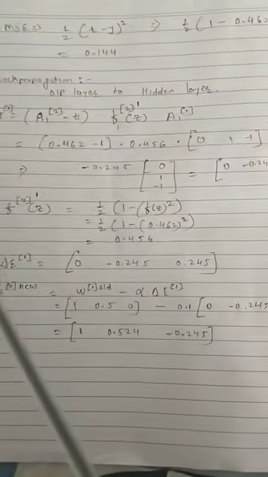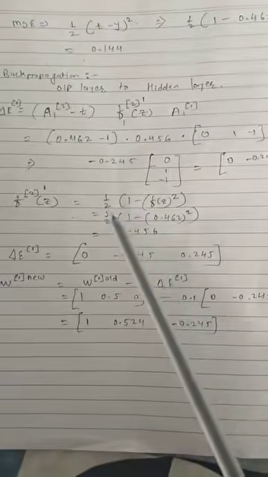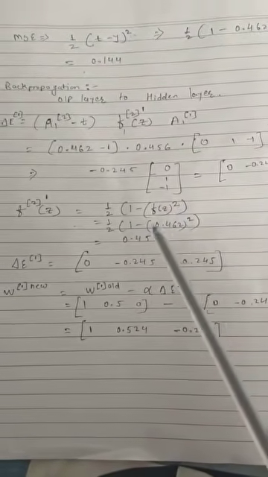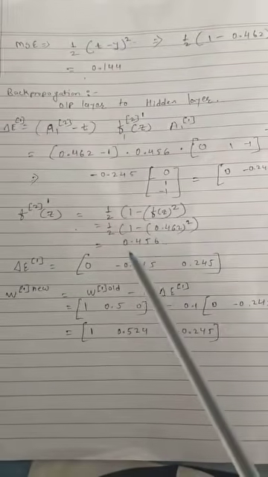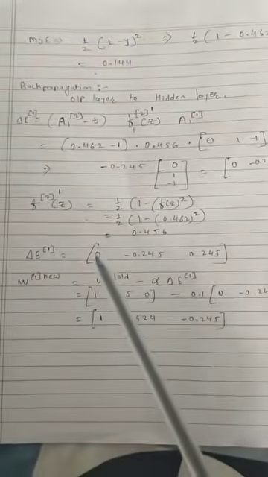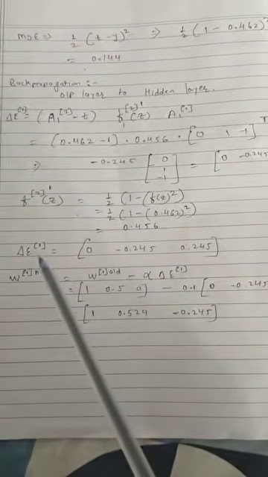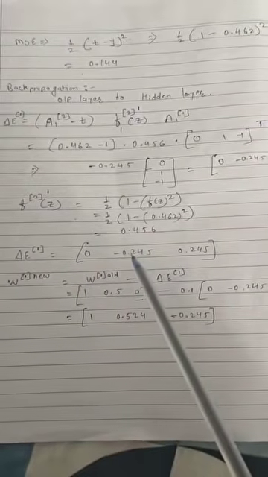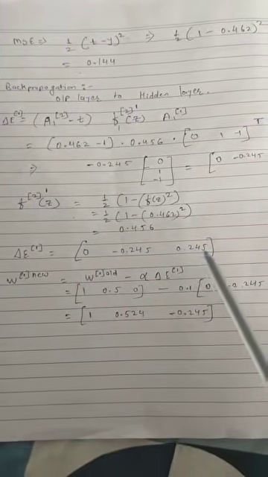Okay, so F2 of z is what? 1 by 2 times (1 minus f of z squared). F of z is 0.46 and it gives me 0.456, which I have written here. And it gives me del E of 1 equal to the vector 0, minus 0.245, 0.245.